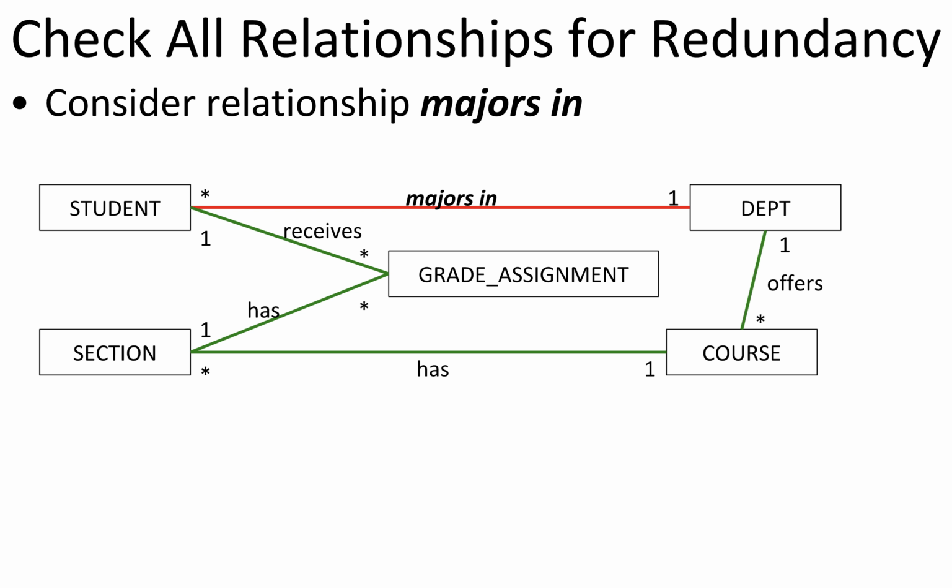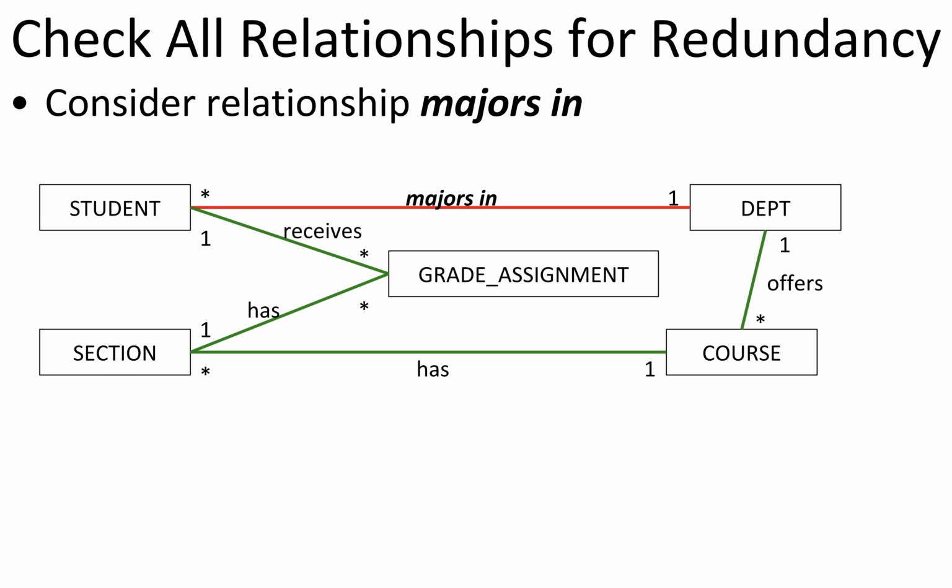Now, not all cycles necessarily are redundant, right? And so here's a cycle that you can navigate, like for instance, between the department and the students. You can either navigate from the department to the student, or you can navigate starting from the department, following the courses, following the sections, the grade assignment, and the student.